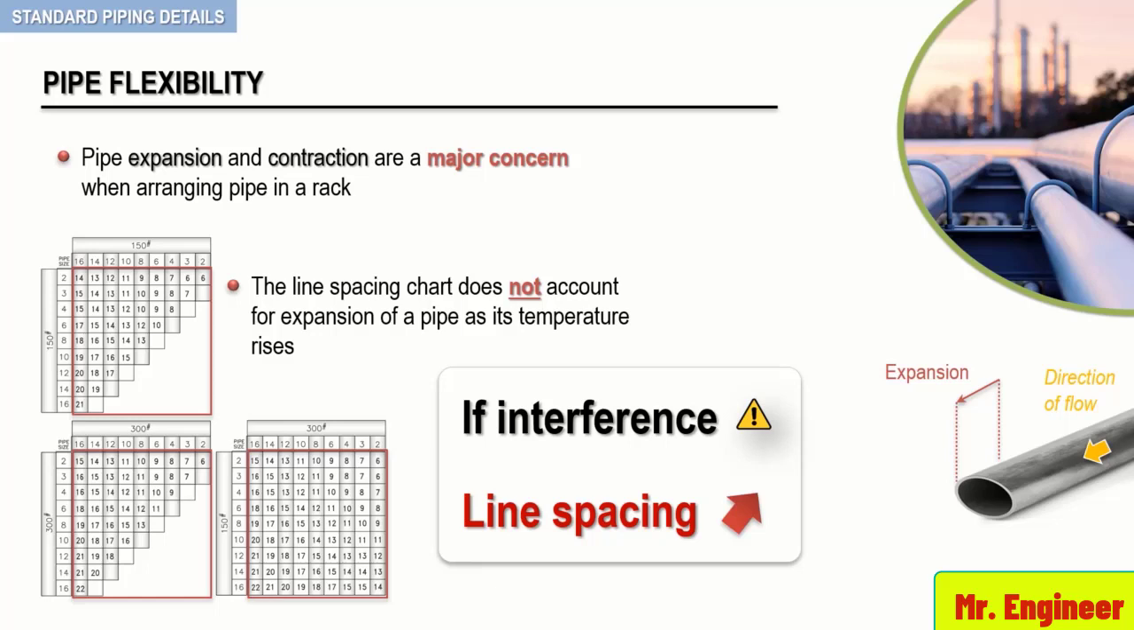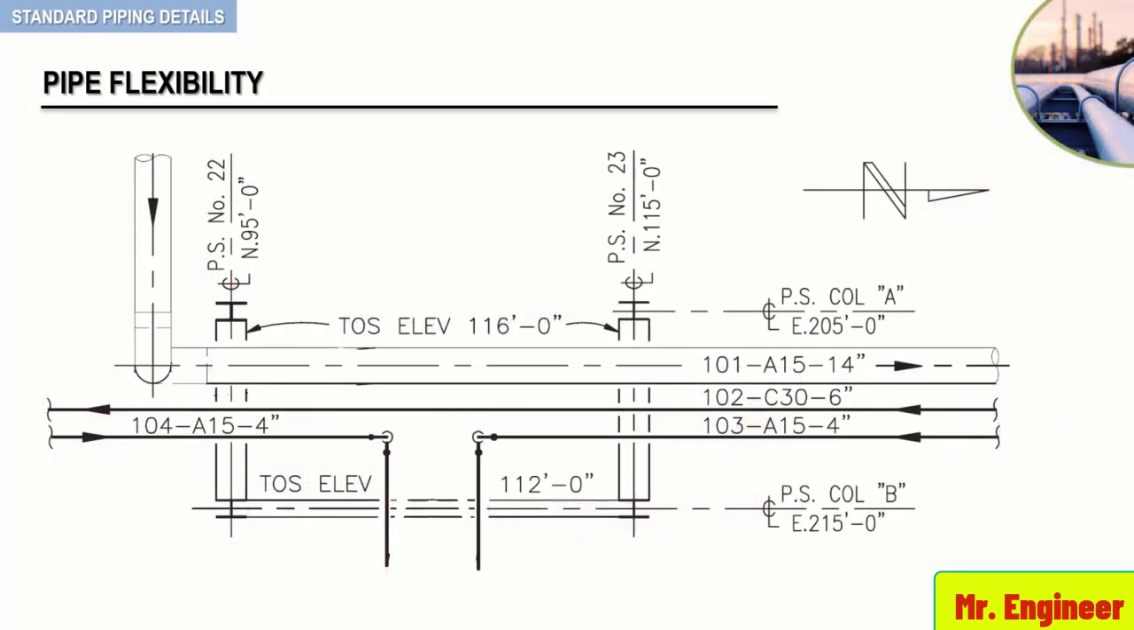Remember, space in the rack is limited. Overspacing must be avoided. In the following figure, we will provide a simplified illustration where additional line spacing may be required.